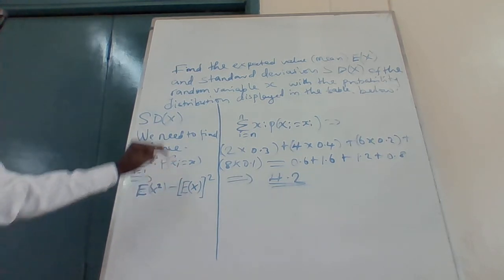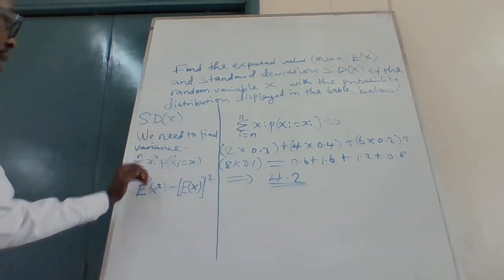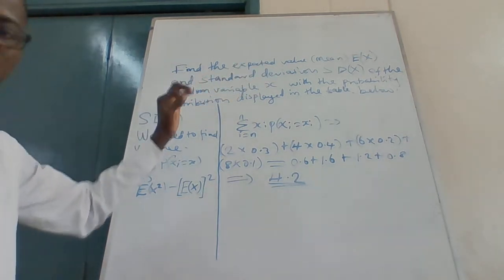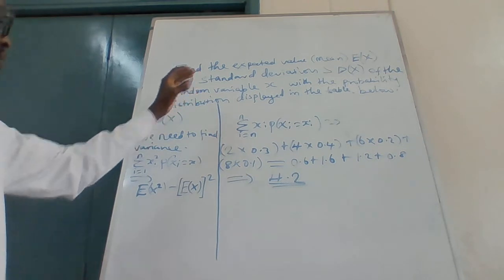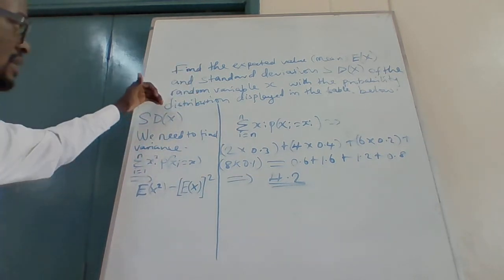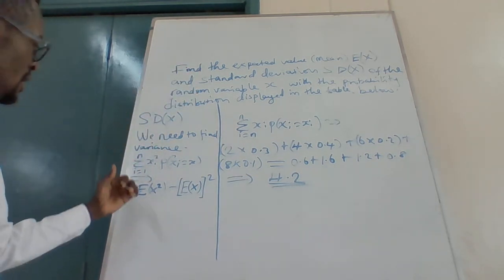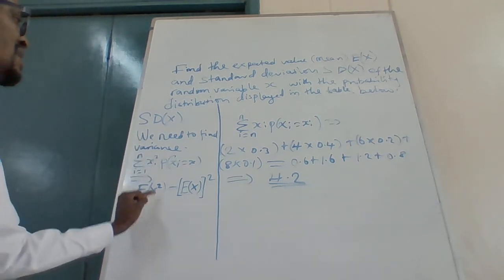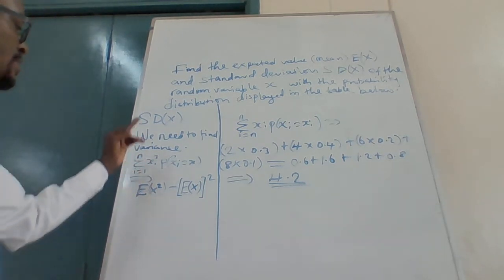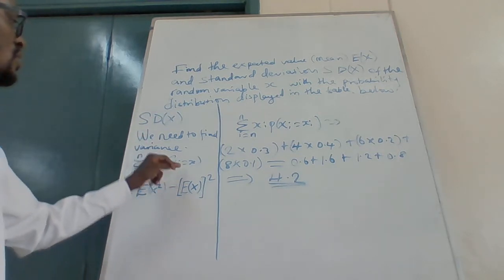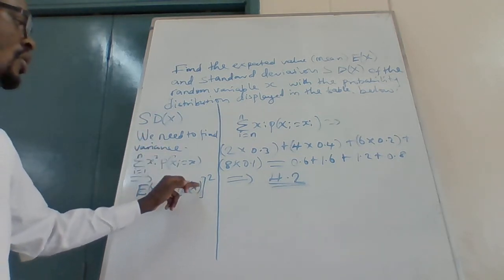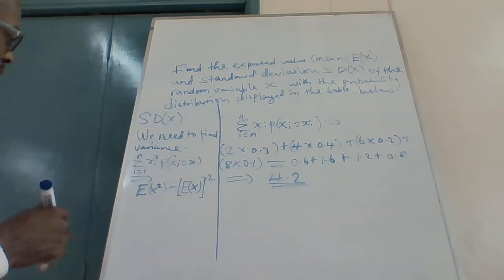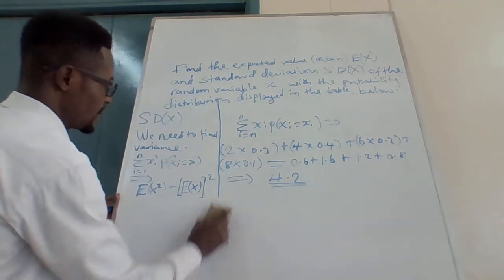Remember, the reason we are coming this way is because the question said that we should find the standard deviation of this. And now, to find the standard deviation, we need to find the variance. And the variance is the expectation of x squared minus the expectation of x, squared. Let us see what we are supposed to do from here.